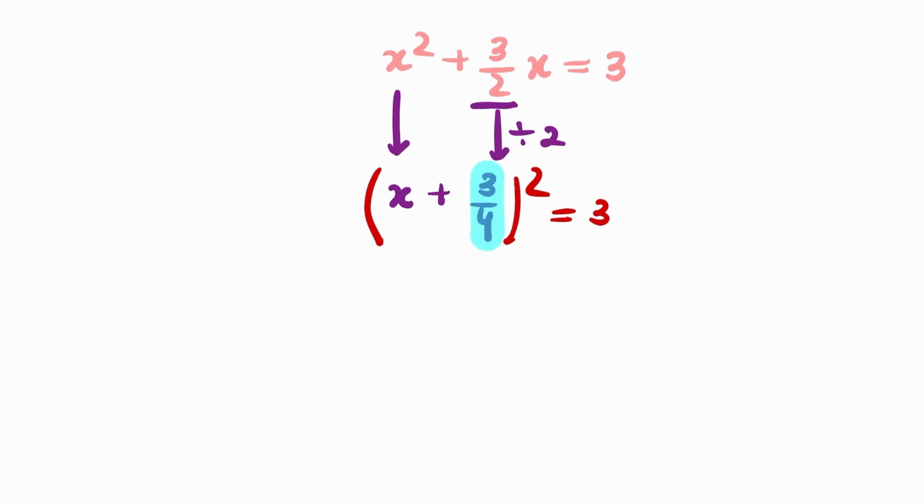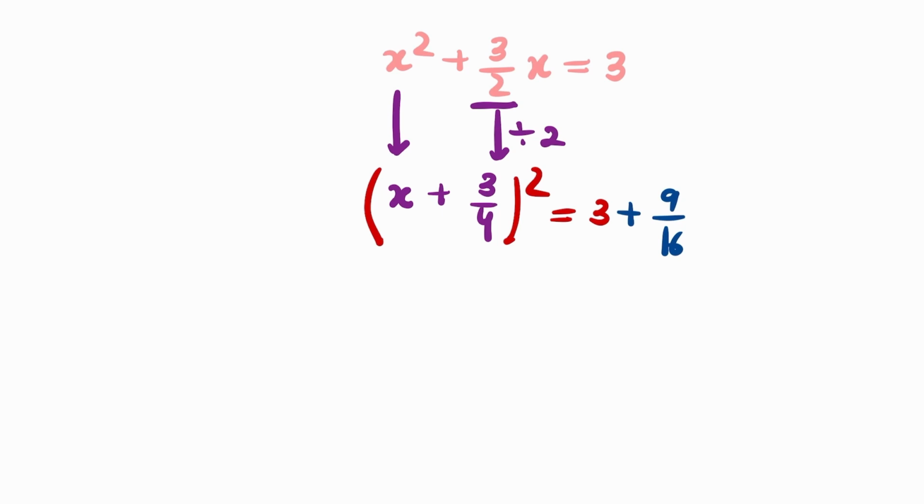Now we have to add the square of this term right here to the other side of the equation. What is the square of 3 over 4? We have to take squares of the numerator and denominator individually. 3 squared is 9 and 4 squared is 16. So we can add 9 over 16 to the other side of the equation like this.